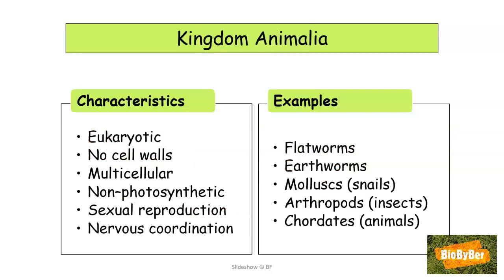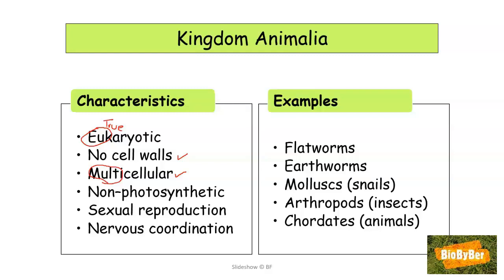And lastly, what are the characteristics of kingdom Animalia? Well, all the organisms in this group are eukaryotic. Again, they have a true nucleus. You should have noticed at this stage that all the kingdoms except kingdom Monera are eukaryotic. Animal cells have no cell walls, and animals are multicellular. They consist of many cells. There are no unicellular animals.